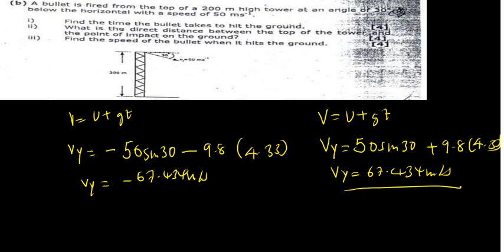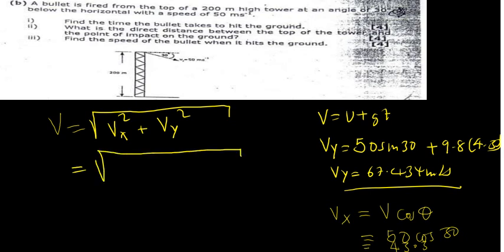All right. Now this is the velocity in the y. We want the velocity with which it is going to hit the ground. We need also to find the x component of the velocity. X component is given by velocity cos theta. In this case, the velocity of the bullet is 50, cos 30. What is this going to give us? So that will give us 43.3 meters per second.